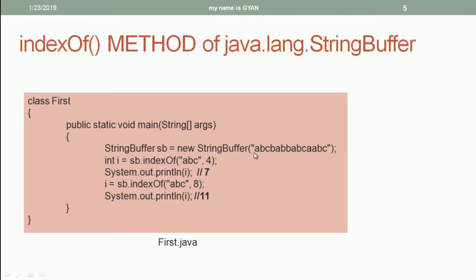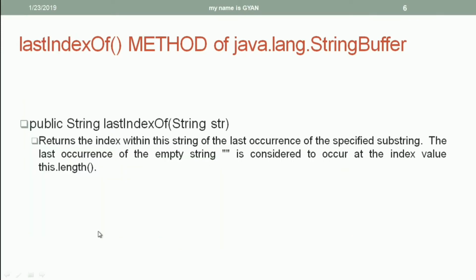Calculate it: 0, 1, 2, 3, 4, 5, 6, 7, 8. We started from here, 9, 10 and 11. So at index number 11, we can find another substring abc. So the number 11 has been returned by the method indexOf, collected in the integer variable I. When we print the integer variable I, it prints 11.